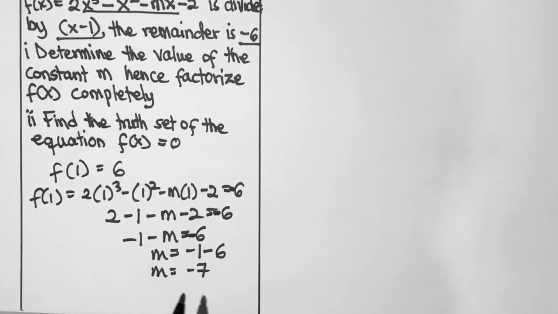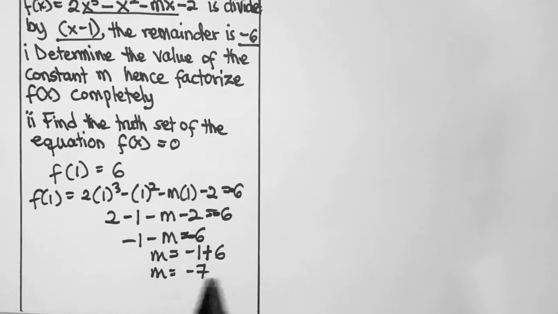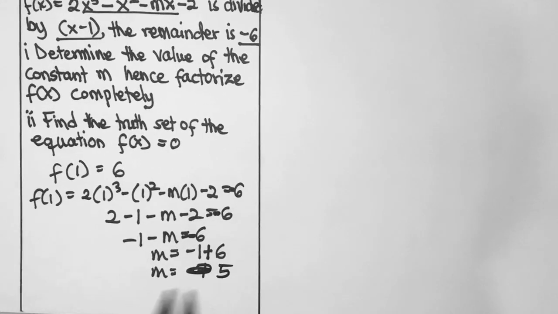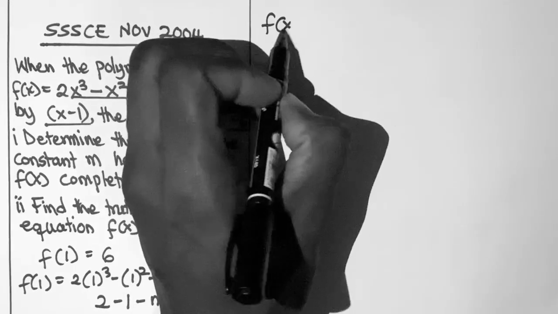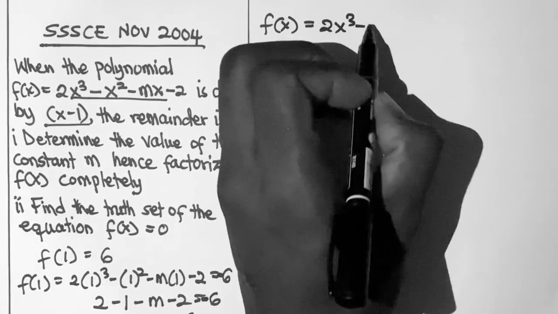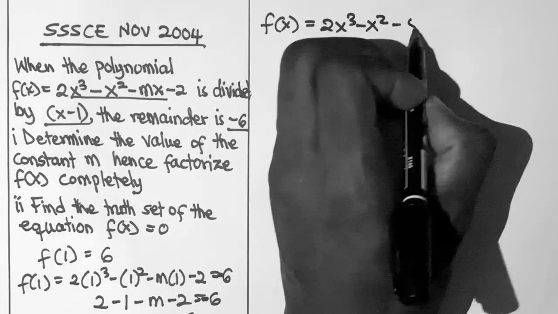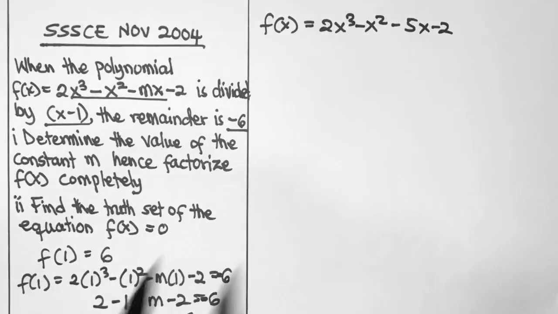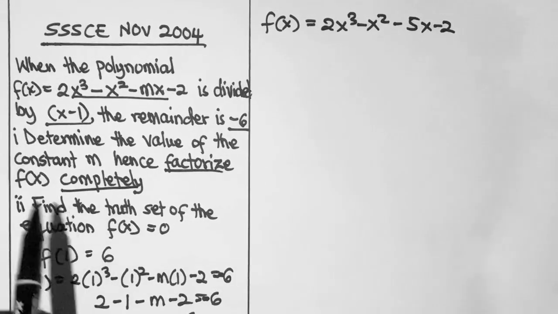So that will change the answer. So here will be plus 6, and minus 1 plus 6 is 5. So having gotten m, we can write the polynomial f of x, and that's equal to 2x cubed minus x squared minus 5x minus 2. So now the question says we should factorize completely f of x.